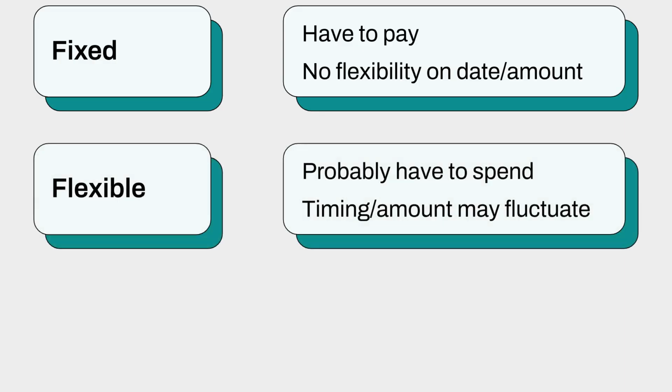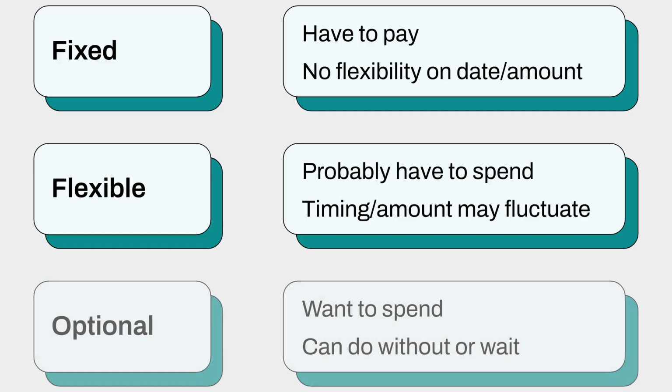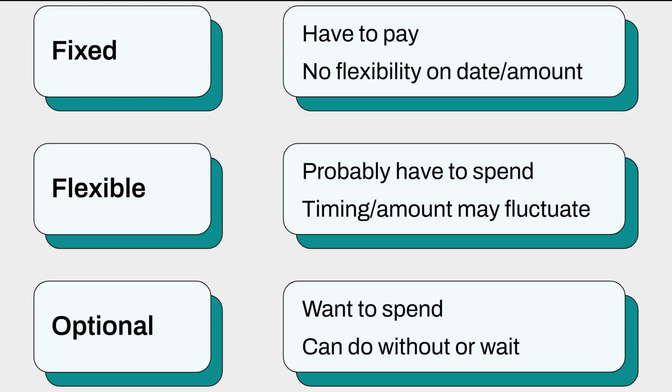Flexible items are expenses that you most likely have to spend, but fluctuate in the timing and amounts. This is typically items like gas for your car or groceries. Optional items are expenses that you want to spend, but can either do without or at least wait until another period. These could be things like a night out or going to a show. Now that you have an idea of what the types are for, let's get back to entering our first expense.